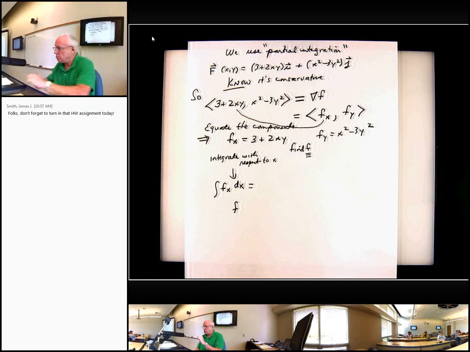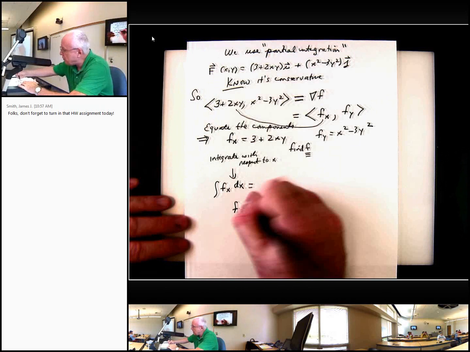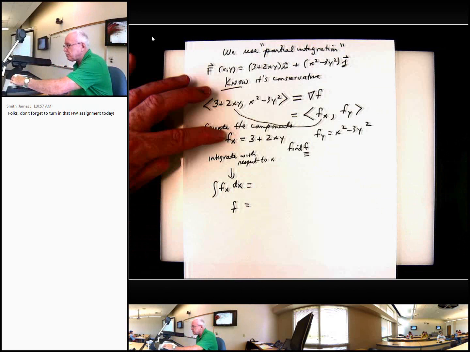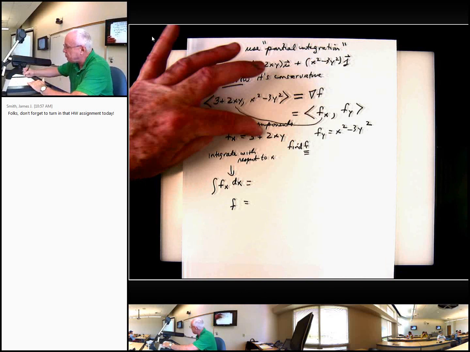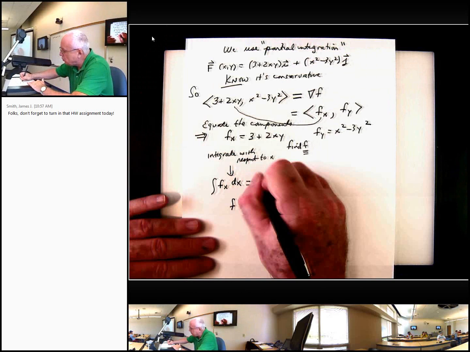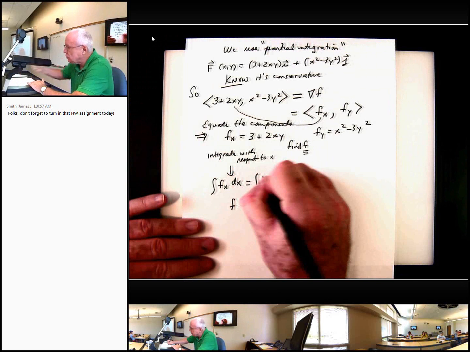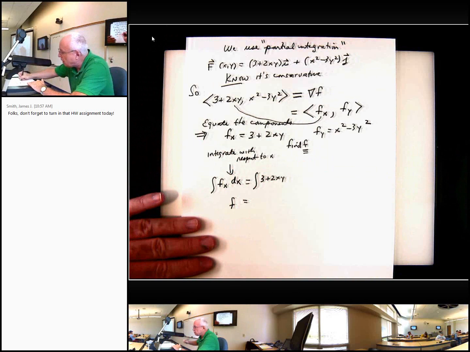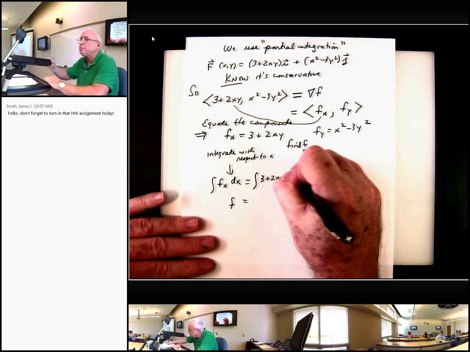Okay? Now, if I'm integrating the left side of this with respect to x, I have to integrate the right side with respect to x. So I take 3 plus 2xy, integrating with respect to x.